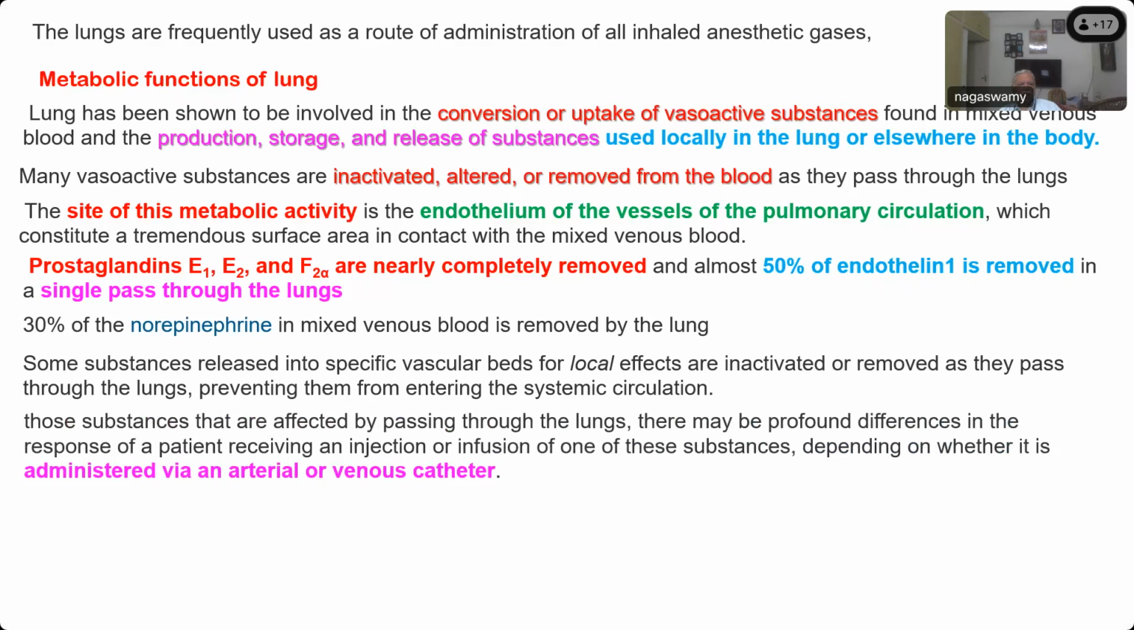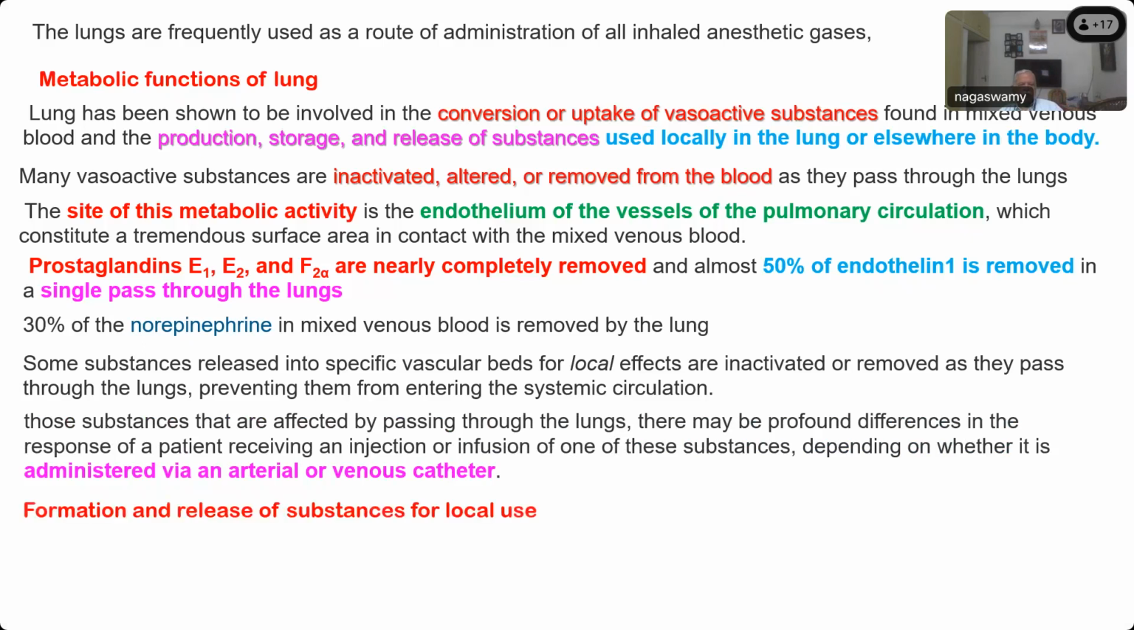For those substances that are affected by passing through the lungs, there may be profound differences in the response of a patient receiving injection or infusion of these substances depending upon whether it is administered via an arterial or a venous catheter.